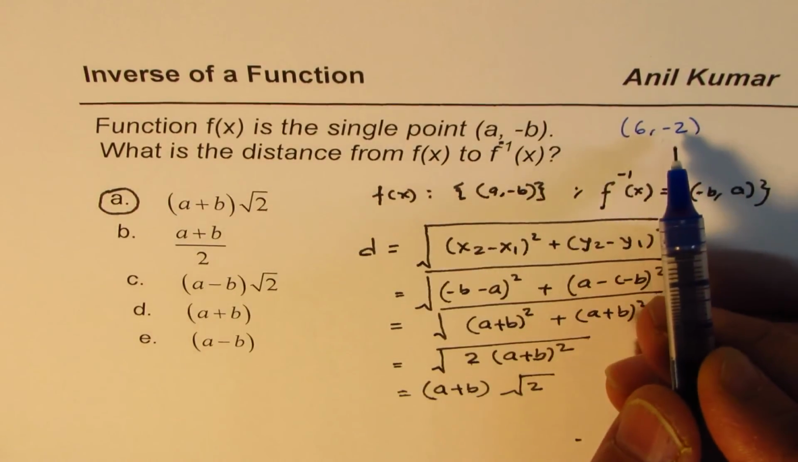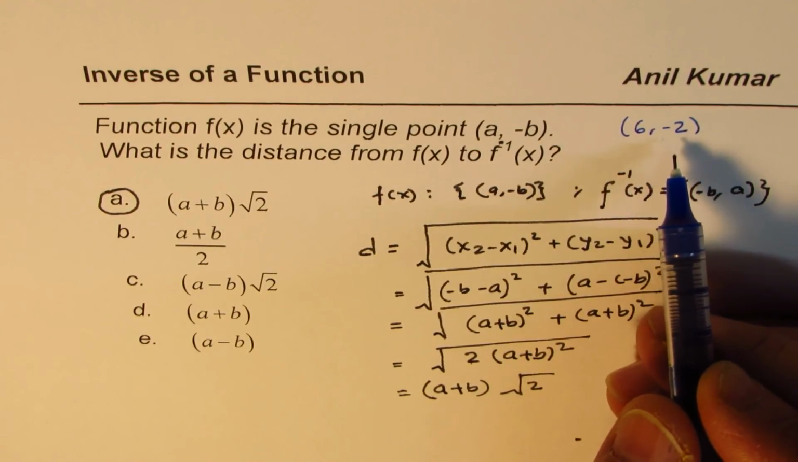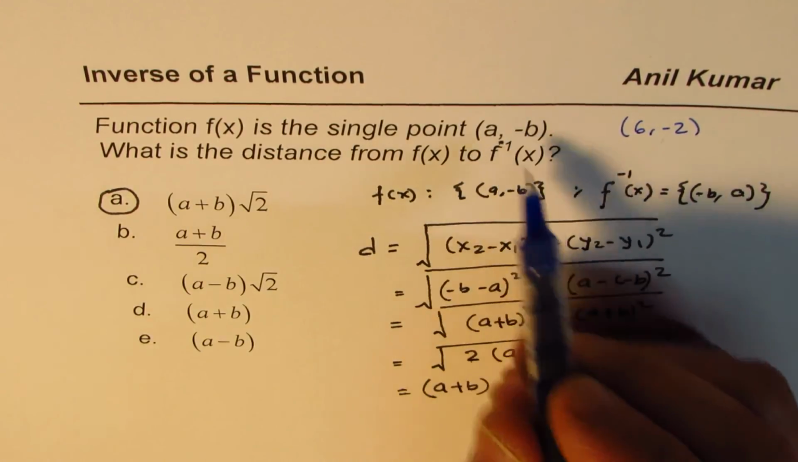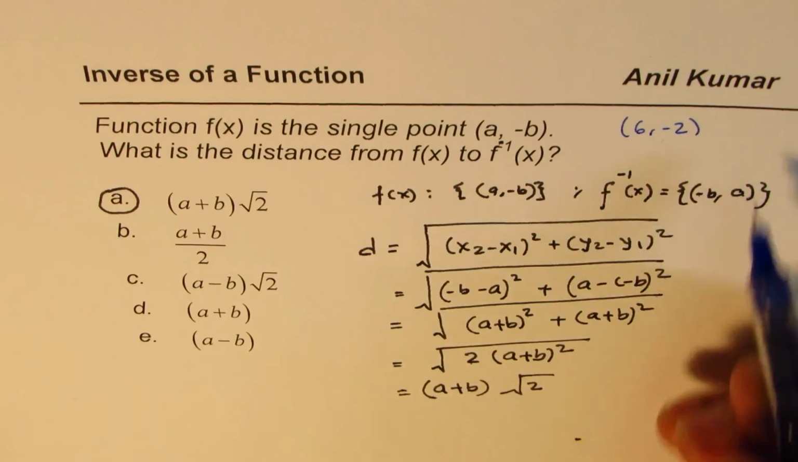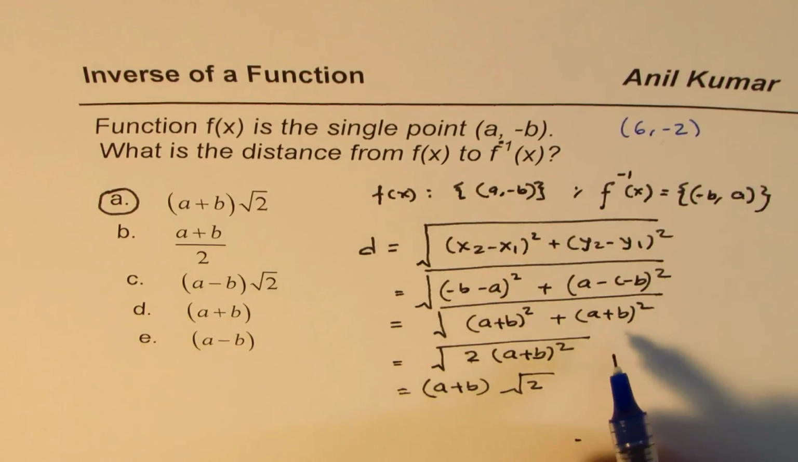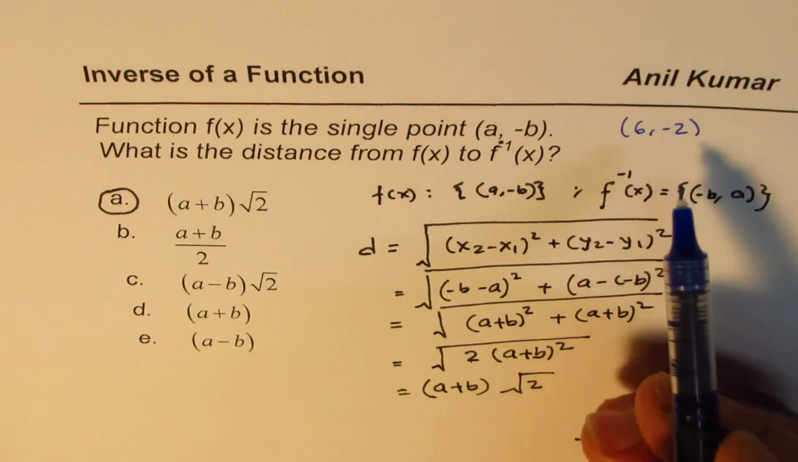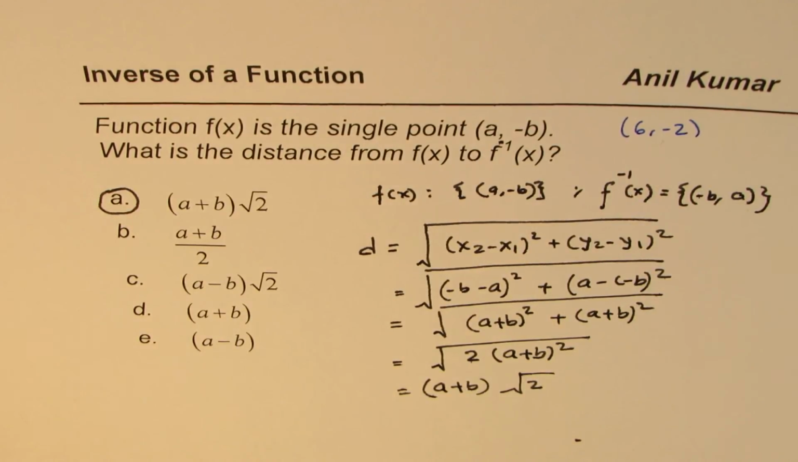So if these are the 2 points, you just have to add them up. So basically you get a plus b whole square inside and then square root 2. So you can get your answer. So try out with some numbers like this and check your answers.